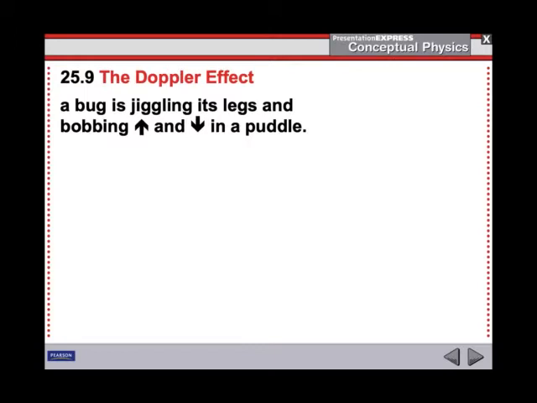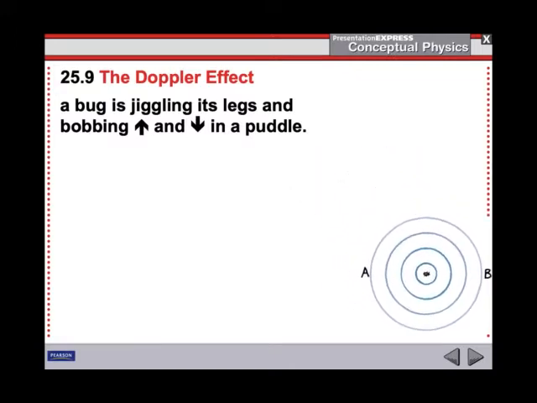We're going to start by talking about a bug that's wiggling its legs. It's sitting in a puddle, bobbing up and down right in the middle, and by wiggling its legs it's a source of vibration. It's creating waves that move out in all directions because it's sitting still. If you were at A in the puddle, you would see the frequency of the waves would be exactly the same as if you were sitting at B.